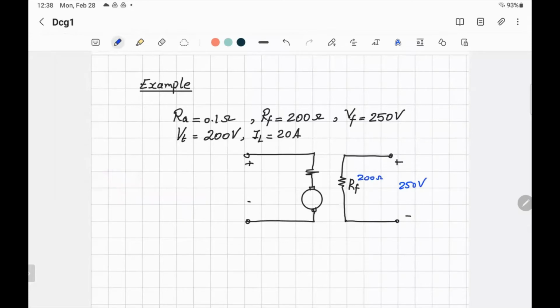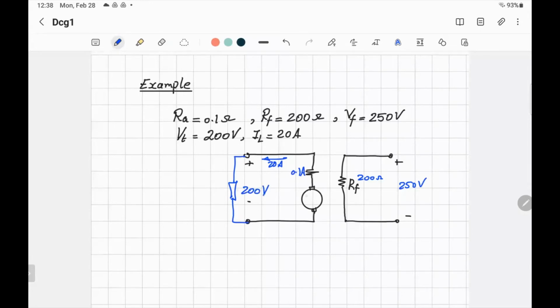The armature resistance is equal to 0.1, and the current is equal to 20 amp. Of course, there was a load there to take this current. Pardon me? The terminal voltage is 200, yeah, it's 200.